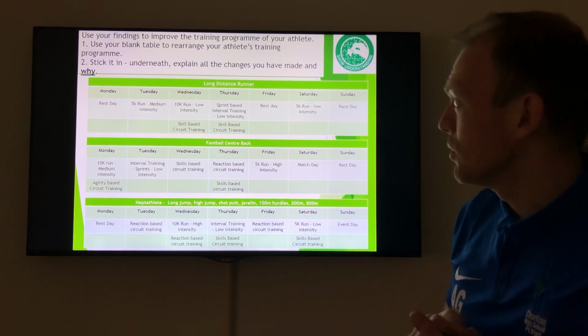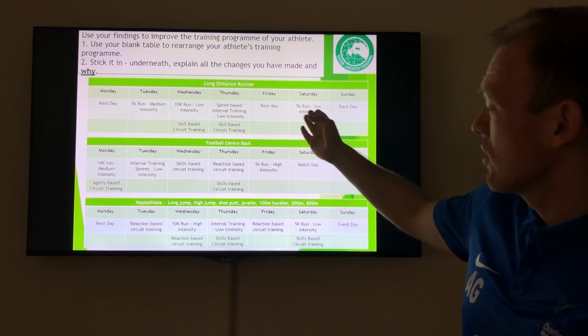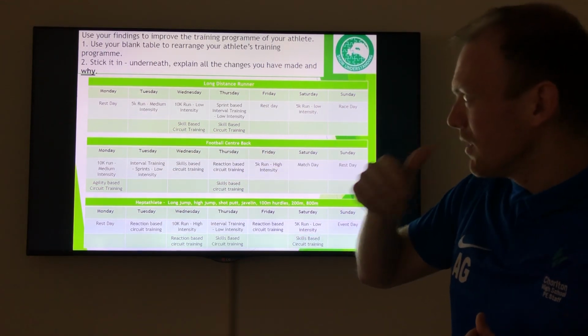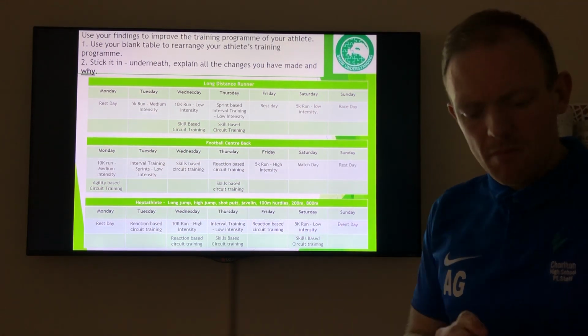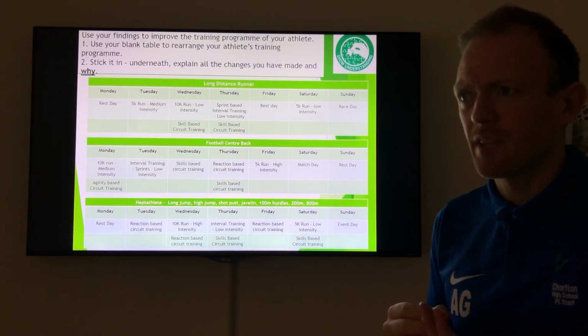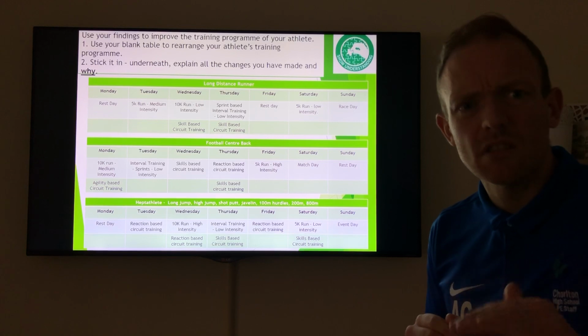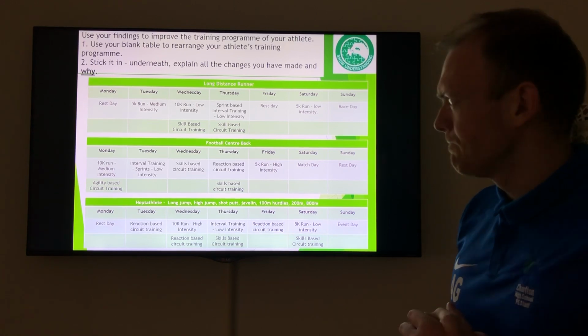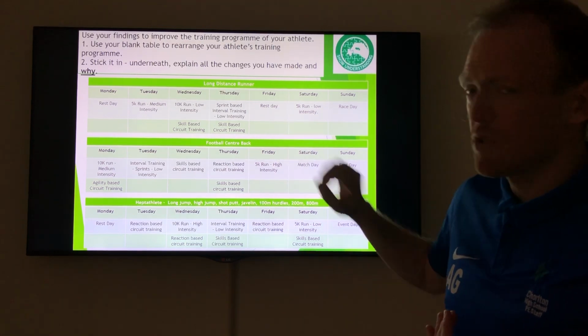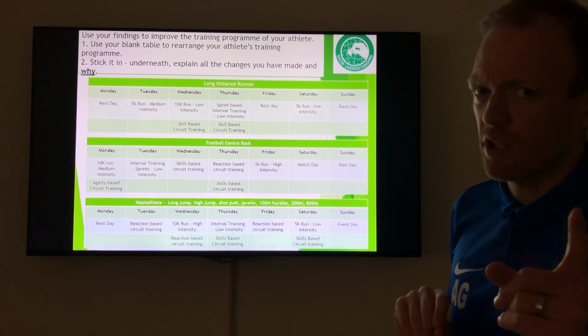So for example, let's have a look at this long distance runner. Are there too many rest days? If you've got 3 rest days, it would suggest that the athlete is maybe average level fitness. If he's really trying to improve, could we take out a rest day? But be careful about which one that you do.